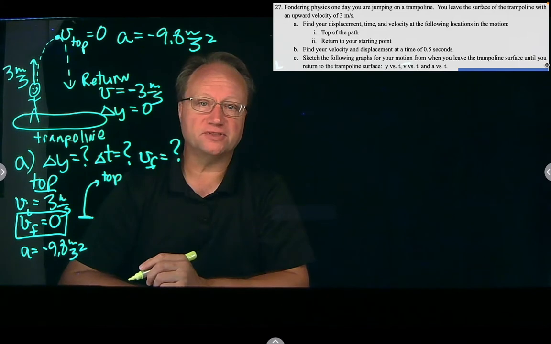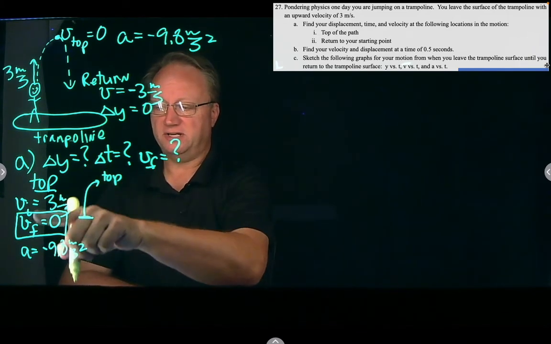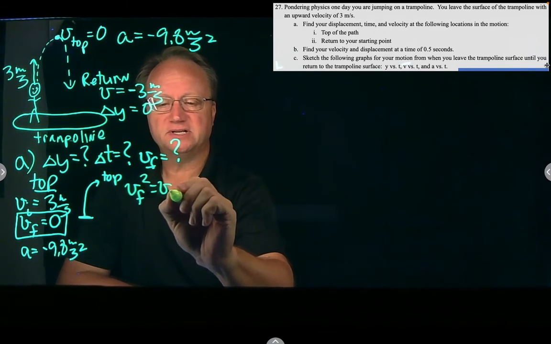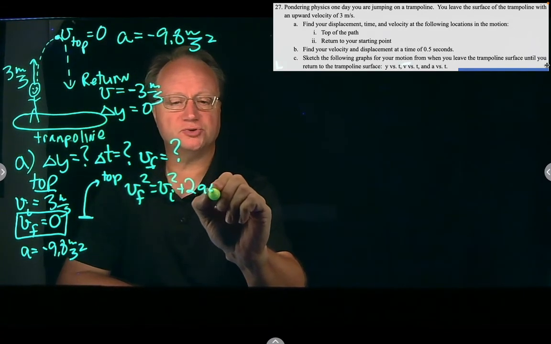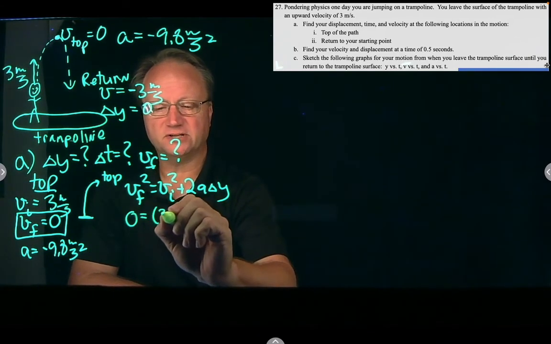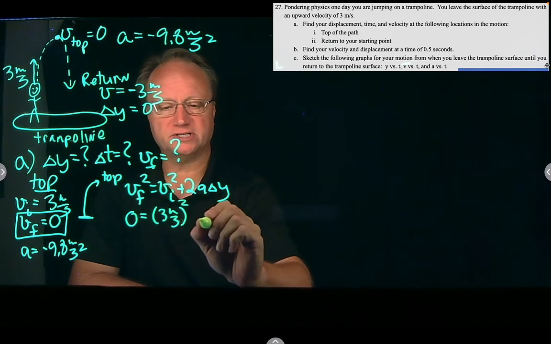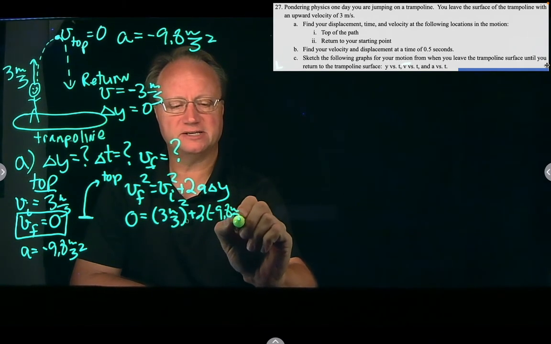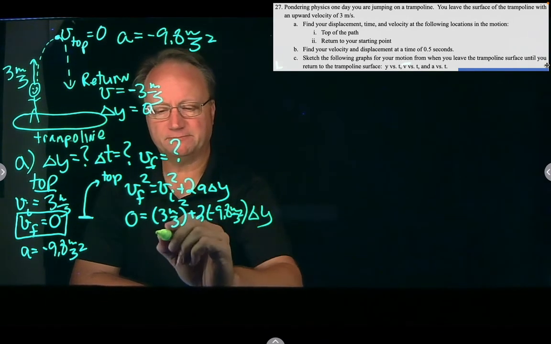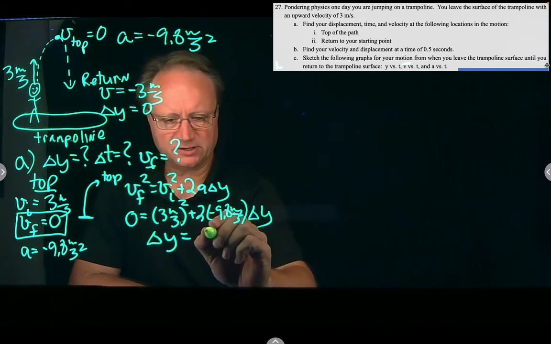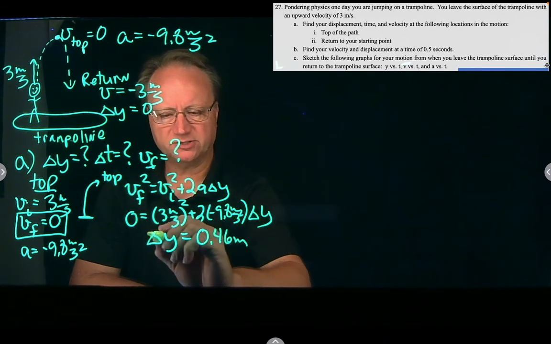Now, finding the other things that we're asked for. Delta y, given those things, we have enough to use the motion equation VF squared is equal to VI squared plus 2a delta y. And so plugging in our values, this would be 0 is equal to 3 meters per second, quantity squared, plus 2 times a negative 9.8 times delta y. If we do our algebra and solve down for delta y, we get a value of 0.46 meters.